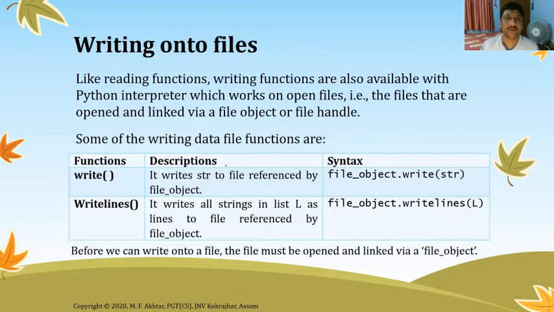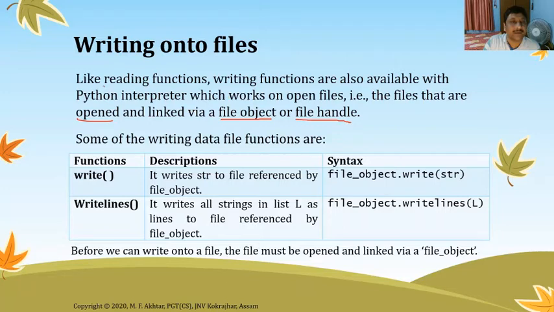Okay, writing onto files. In the previous program we have seen how to read files. If a file is already created, already available on the disk, then how we can read that text file. Now we are creating the file. Like reading functions, writing functions are also available with the Python interpreter, which work on open files. The files that are opened and linked via a file object or file handle. First, what we have to do, we have to open the file and make a file object or file handle.